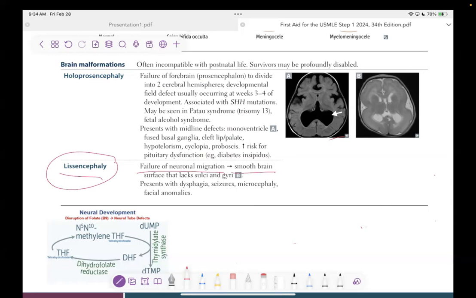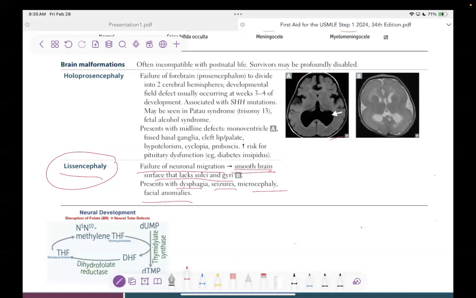The brain doesn't have gyri. Previously in our medical schools, our teachers used to say that if the brain has a lot of wrinkles, a lot of gyri, the individual has good memory and can maintain a lot of information. If the brain is smooth, it means that there is no gyrus, so the individual does not have good memory or good function, right? So a smooth brain surface that lacks sulci and gyri presents with dysphagia, seizure, microcephaly, and facial anomalies.